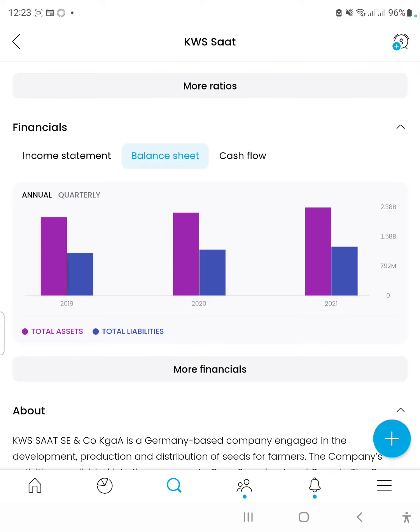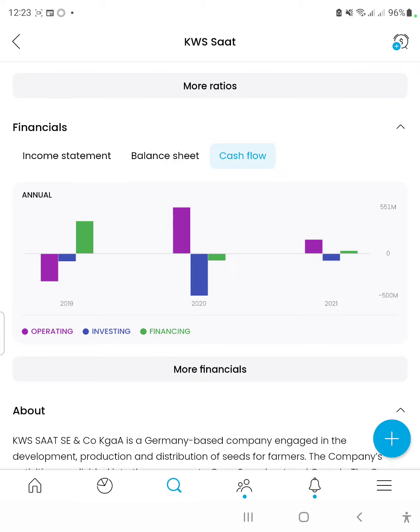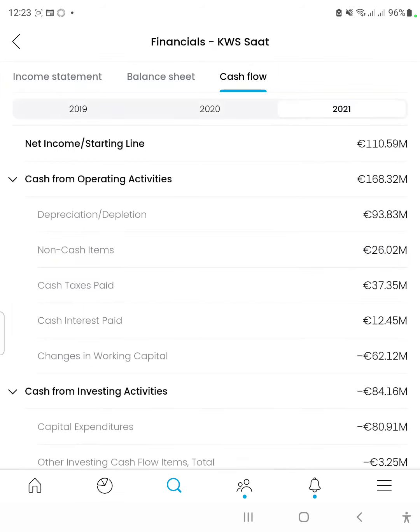So we're going to get into the last of the 3 financial statements, that being the cash flow statement. The cash flow statement we're going to go into a bit more detail in. It's divided up into three parts, excluding the net income. The net income is the starting line. The net income is the earnings for the last financial year, which was 110 million euros.